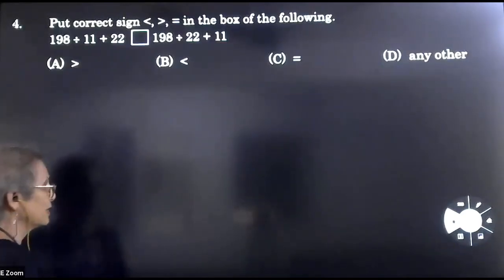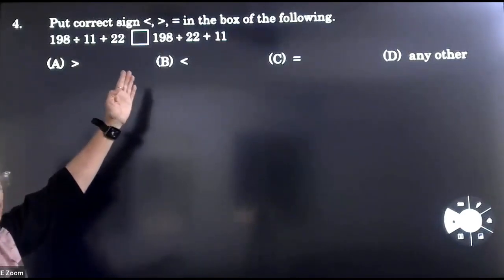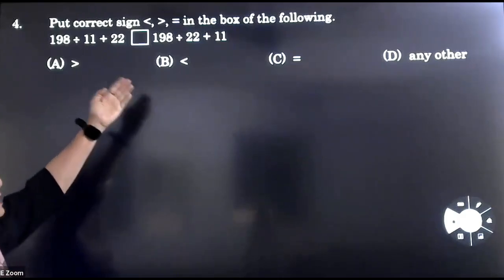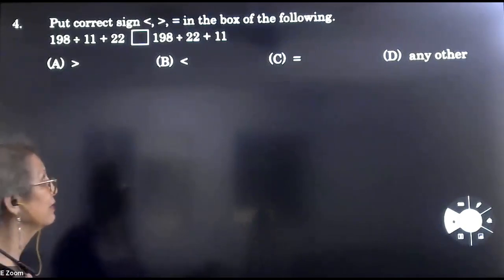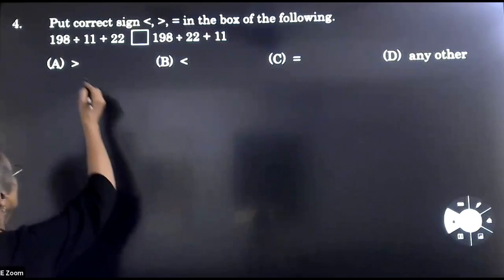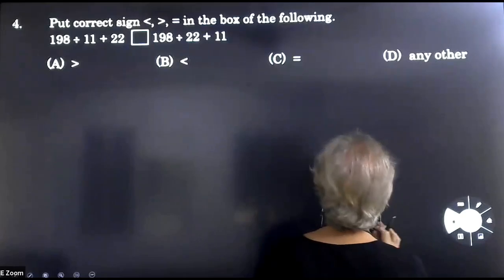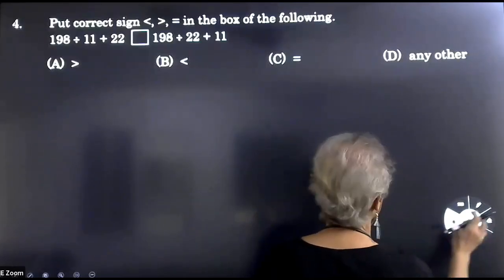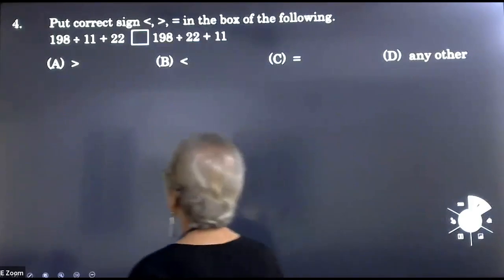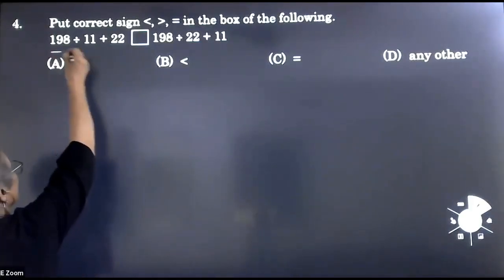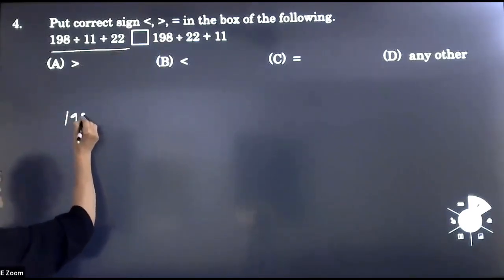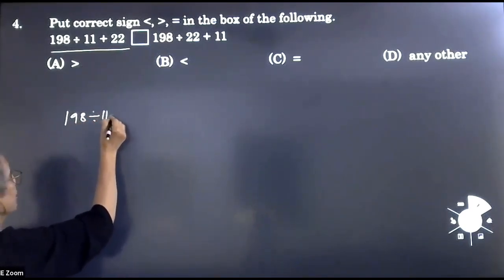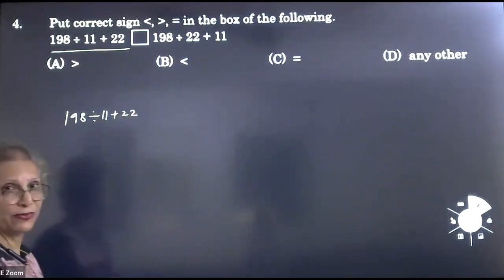Look here now. This is a question of inequality. They are saying to put this symbol. Out of these three, any symbol can come over there. It can be an equality, it can be an inequality. So let us simplify it. First of all, we will consider one side, that is this side. Okay, so let us start. 198 divided by 11 plus 22. We will simplify this first.